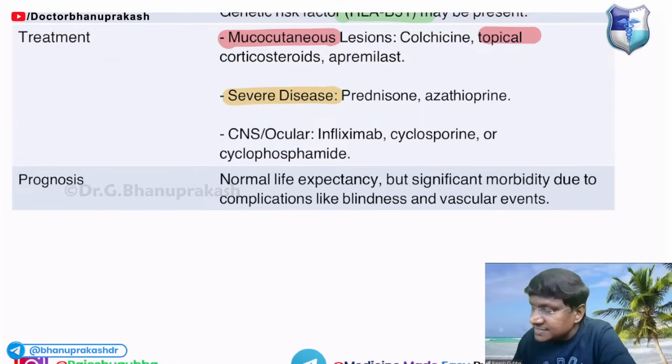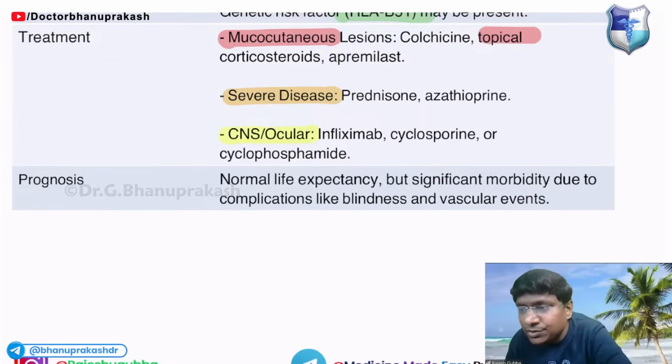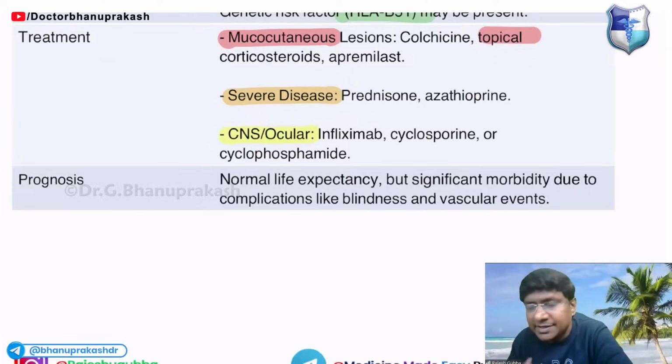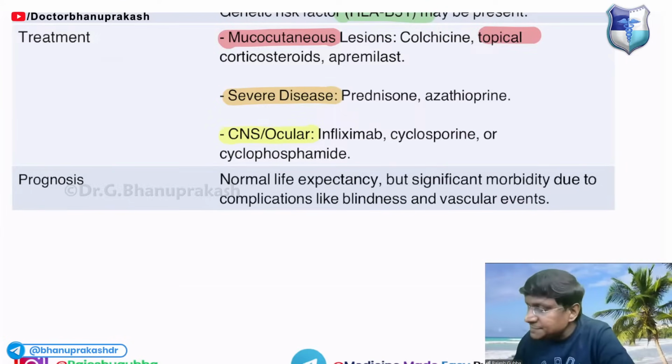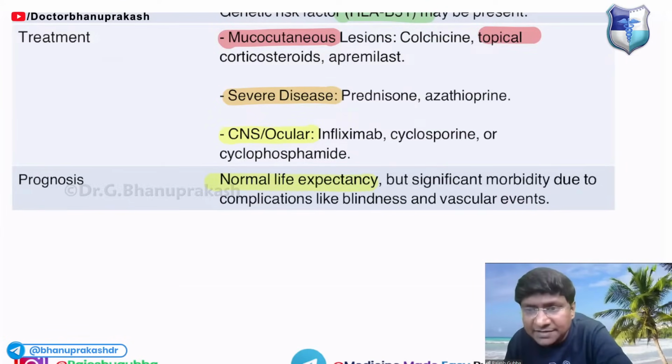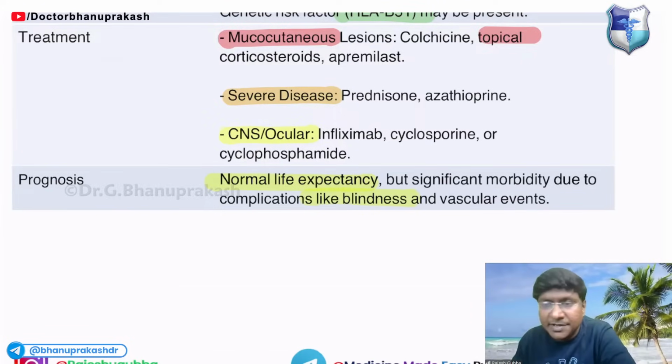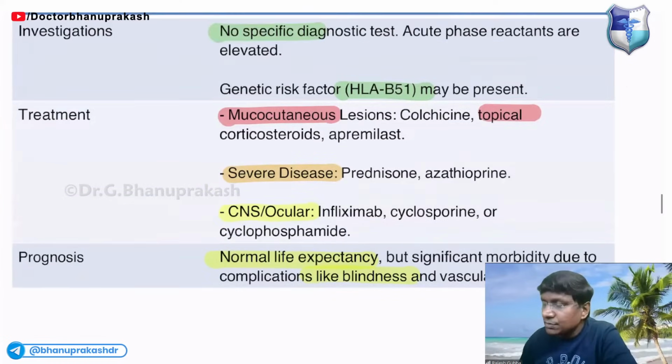And if there is CNS or ocular involvement, you need to give infliximab, cyclosporin, or cyclophosphamide, right? So these will be the treatment in case of Behçet's. And how is the life expectancy? Normal life expectancy. But what would be the reason for the morbidity? The reason for morbidity will mainly be blindness, because there is anterior as well as posterior uveitis in this patient. So this is about Behçet's.